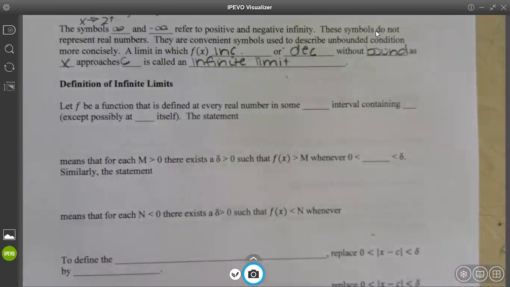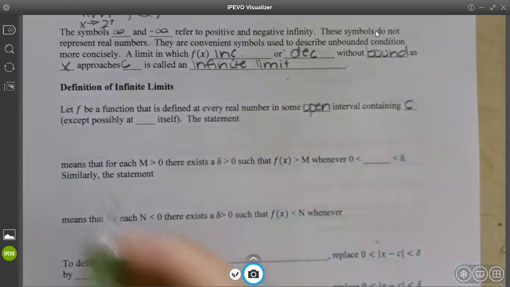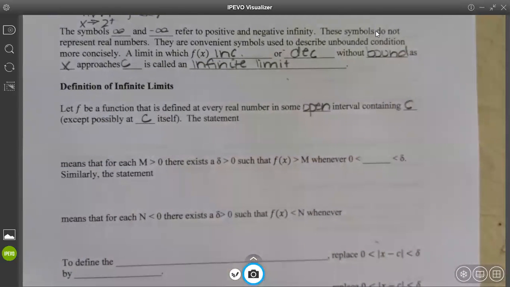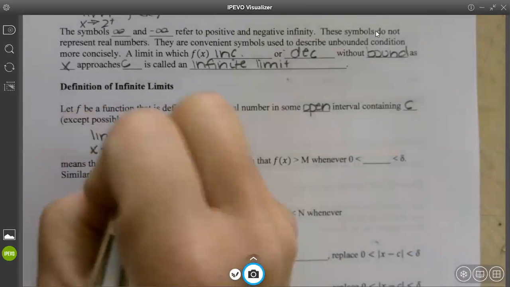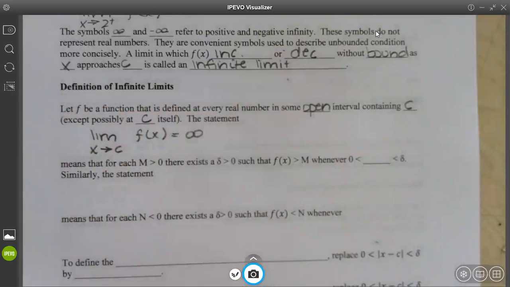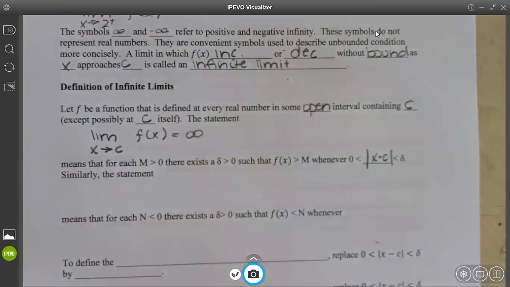All right. Let f be a function that is defined at every real number in some open interval containing c except possibly at c itself. The limit as x approaches c of f of x equals infinity means that for each M greater than 0, there exists a delta greater than 0 such that f of x is greater than M whenever 0 is less than the absolute value of x minus c, which is less than delta. All of that is the formal definition of a limit. Remember I told you we don't really like that or use it, so we'll come back.